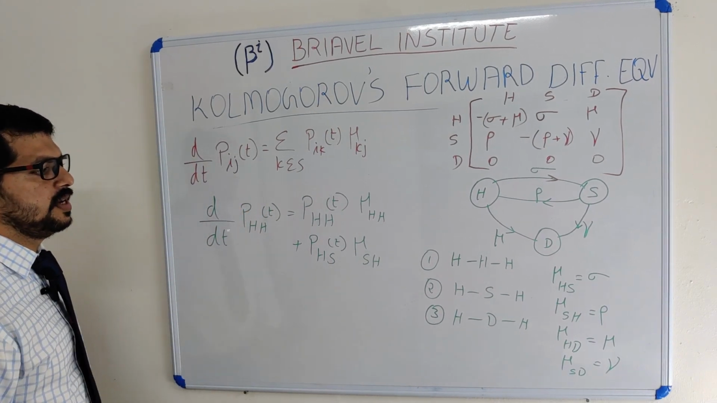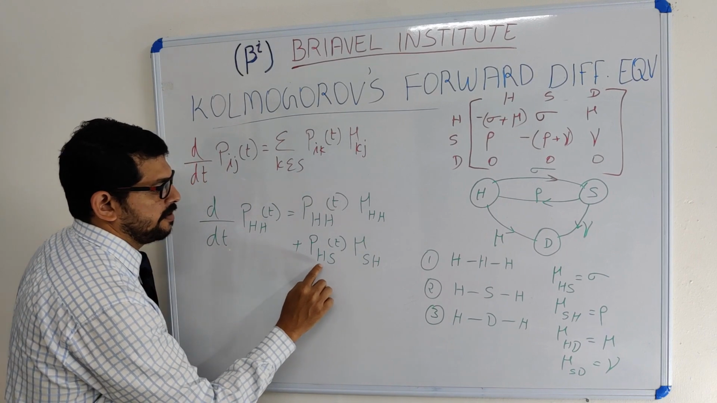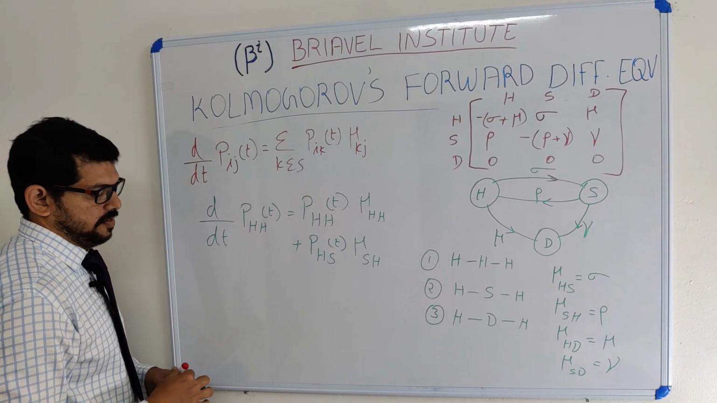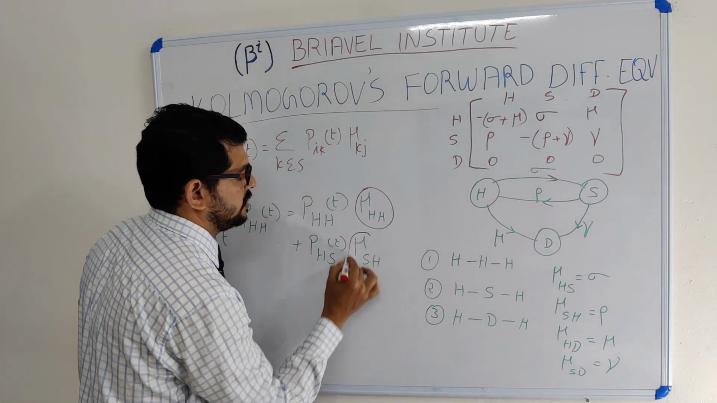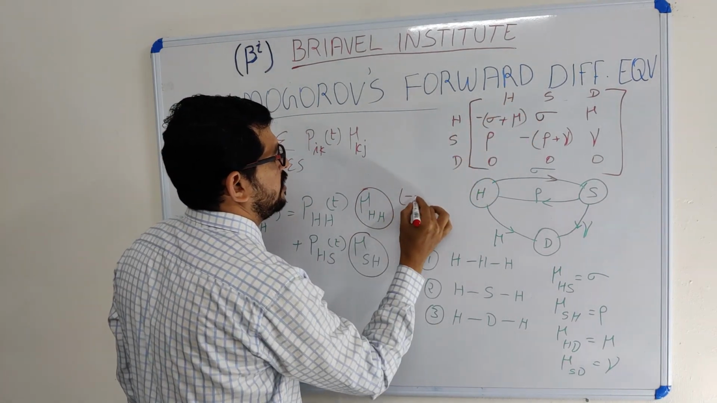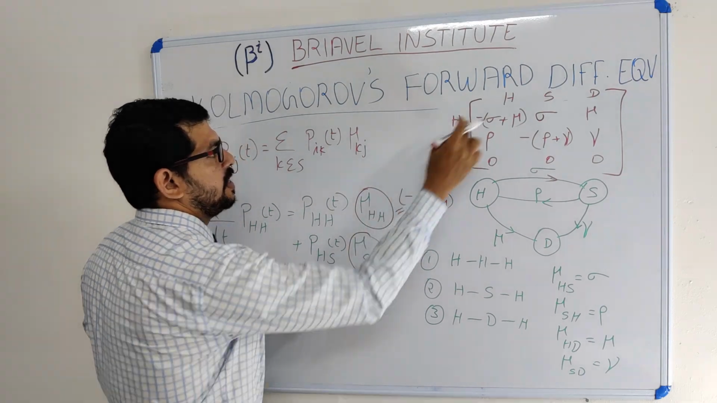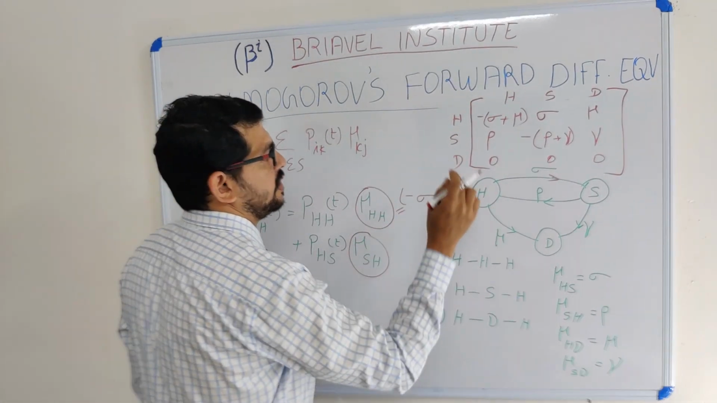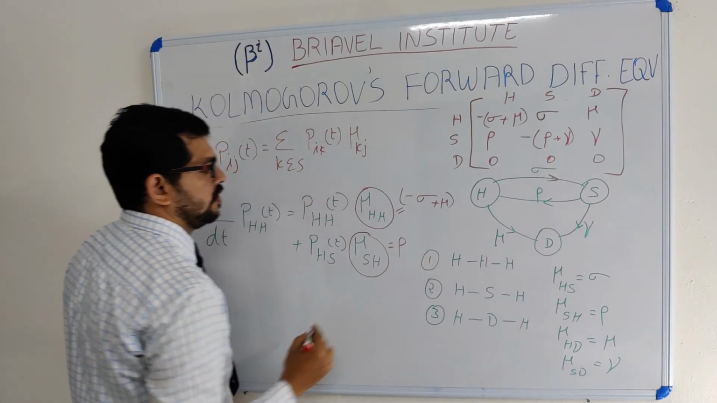So this term is removed from here, and we have two options: P of HH with mu HH, and probability of HS with mu SH. We know the values of mu of HH and mu of SH. What is mu of HH? It is equal to minus of sigma plus mu. What is mu SH? S to H, it is rho.